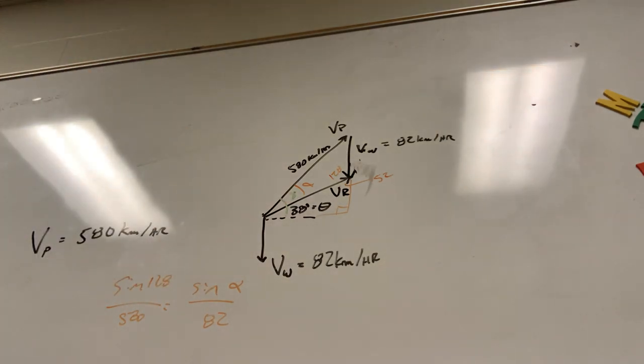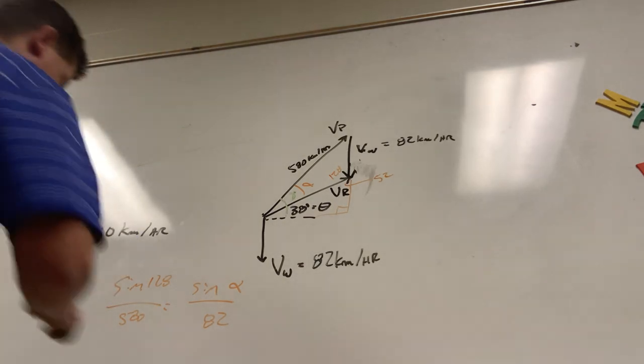And that's something, if I give this on an exam, I'd give you that law as well. So if I take 128 sine, positive number, good, divided by 580, times 82, inverse sine, 6.396, so 6.4 degrees.